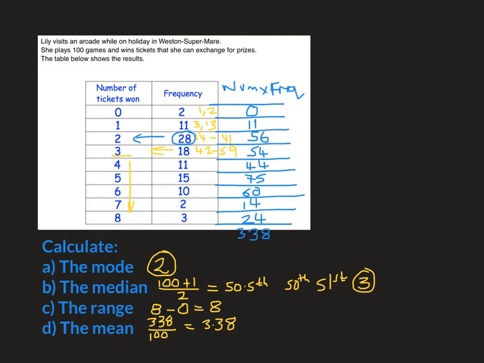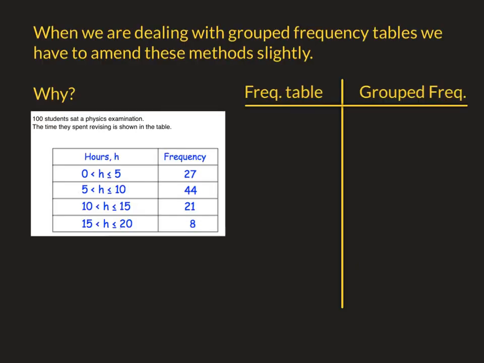We now need to look at when we have a grouped frequency table, which is what we looked at a few lessons ago. So this is a grouped frequency table. Can you please make sure you write down everything that's on the page at the moment as we go? When we are dealing with grouped frequency tables, we have to amend these methods slightly. Now, can you think why? Pause the video and just have a think.